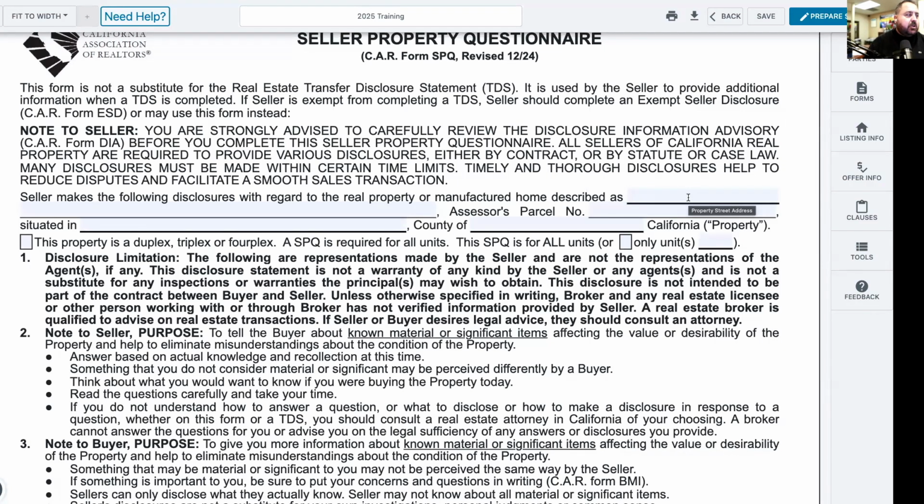Okay. Seller makes the following disclosures with regard to the real property or manufactured home described as, pretty straightforward, the address. Again, just like the AVID and the TDS, this property is a duplex, triplex, or fourplex. An SPQ is required for all units. This SPQ is for all units or for either units 1, 2, 3, or 4, whatever it is.